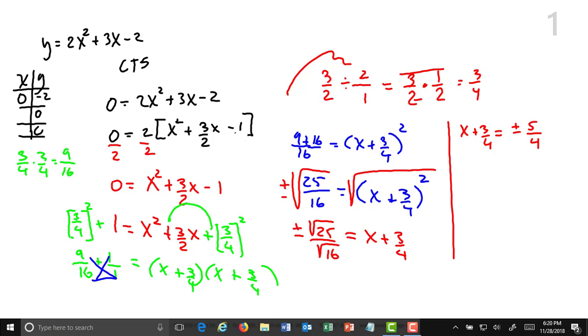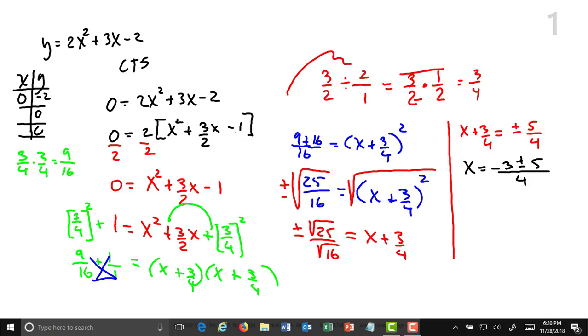Yes or no? Yeah. I'm still trying to get x by itself, right? So I'm going to subtract 3/4 from both sides. Do you see it? So x is equal to minus 3, right? And it has a common denominator of 4, doesn't it? Somebody say yeah. Yes. Plus and minus 5.